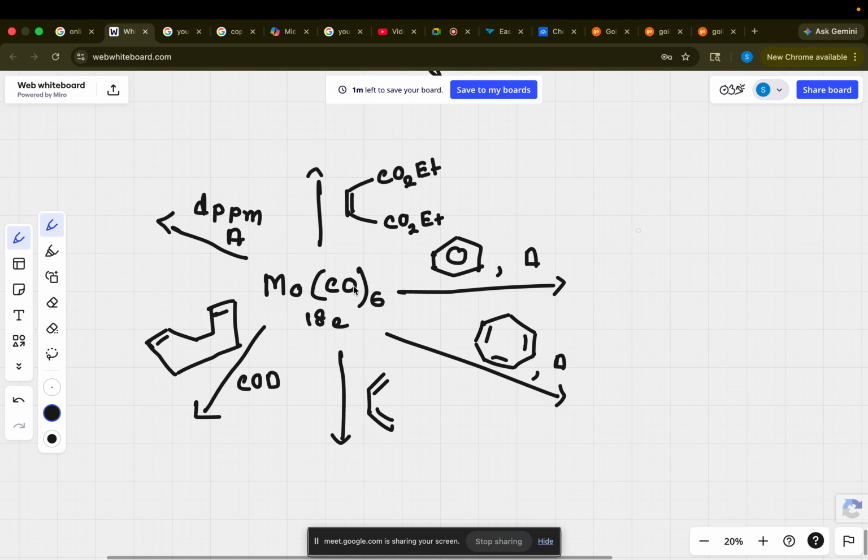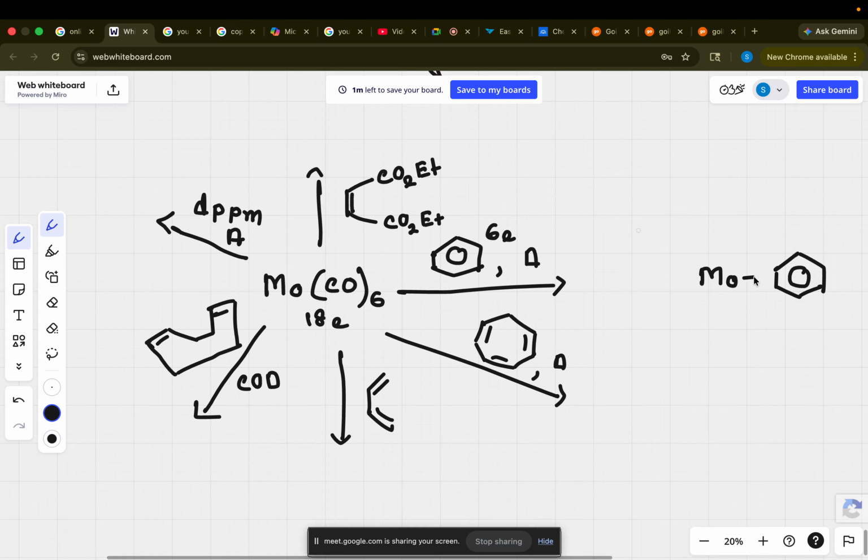So if it is an 18 electron compound, and here you have benzene, right? Benzene contains how many electrons? 6 electrons. So here you have 6 electrons, here you have 18 electrons. So definitely it will follow the dissociative mechanism, not associative. Basically you have to introduce like this. Suppose you have molybdenum, this is the metal center. Now on this side suppose you have benzene. Benzene has 6 electrons.